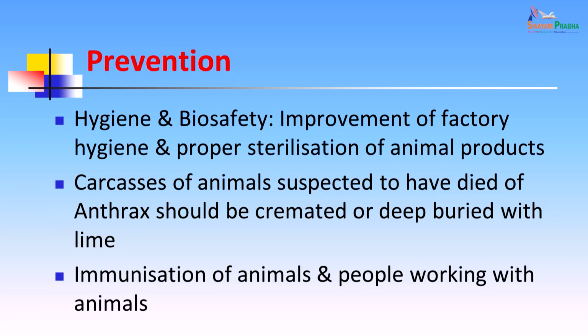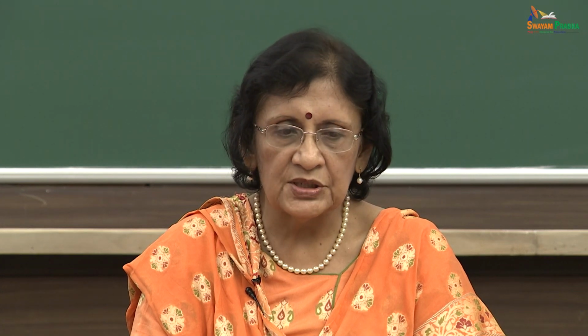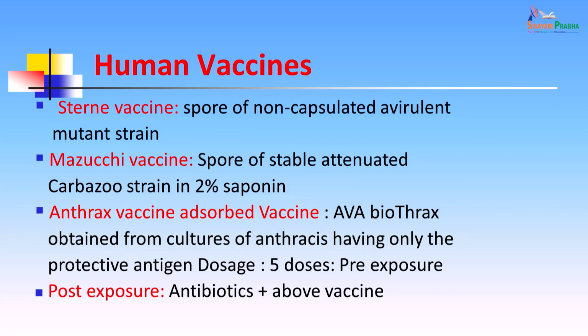Immunization of animals and people working with animals is also important. For bioterrorism, one has to be aware and be able to suspect it. If you see cases with a pustule which is not healing or consistently pneumonia in a particular area, bioterrorism also needs to be suspected. It just requires a high index of suspicion. For prophylaxis, human vaccines are available.